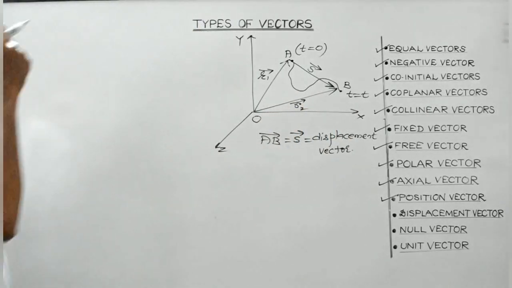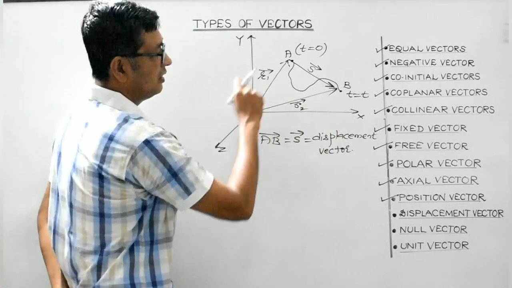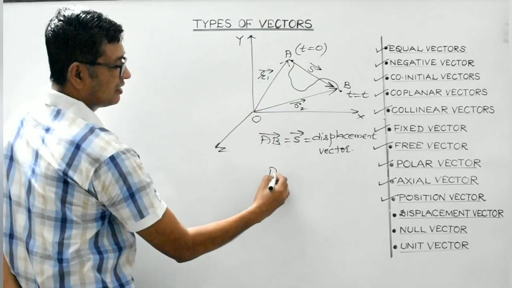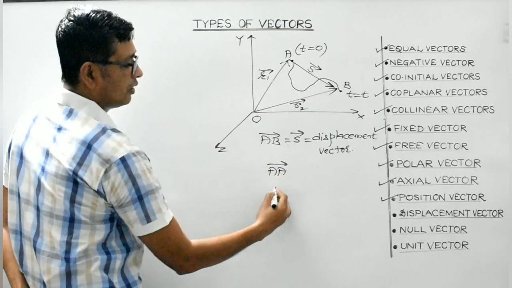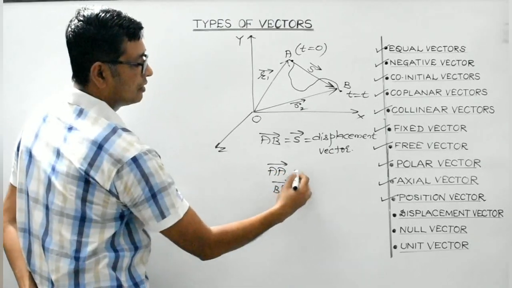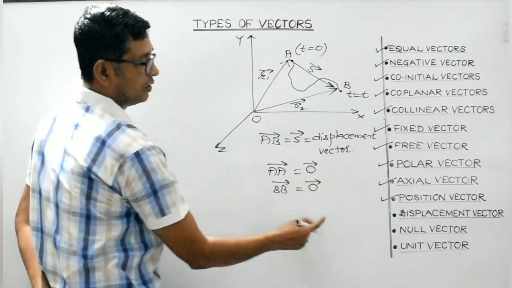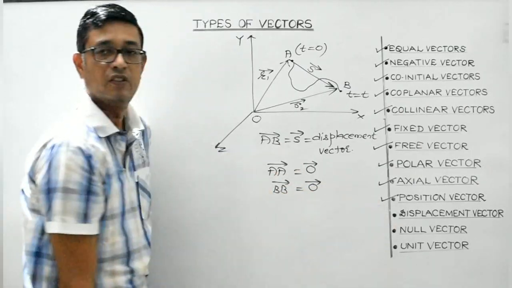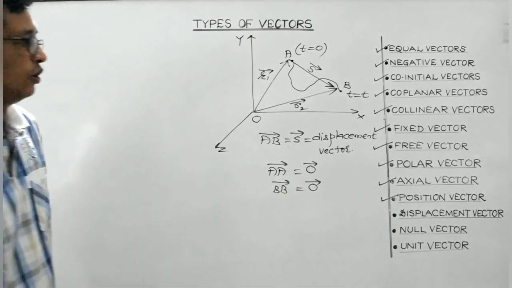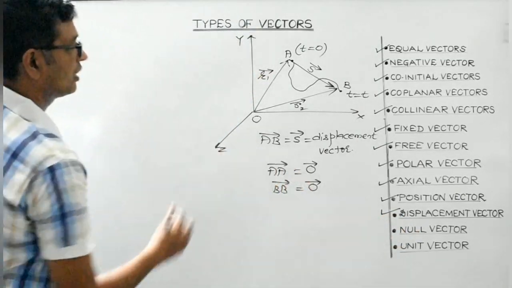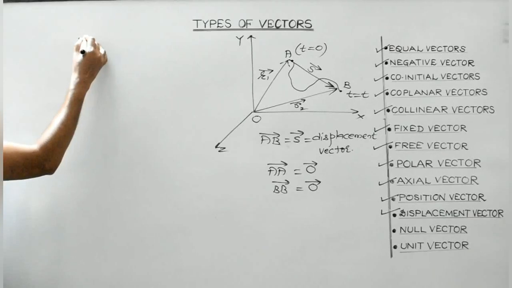Clear, students? Now in case the initial and the final position coincide, that is A vector or B vector, then it will be null vector. Displacement will be 0. This we'll discuss. Right? So we are over with displacement vector. Now let's consider null vector. This is what I am going to discuss now.